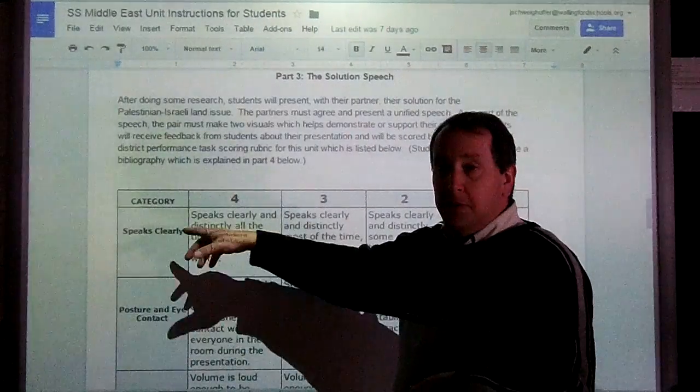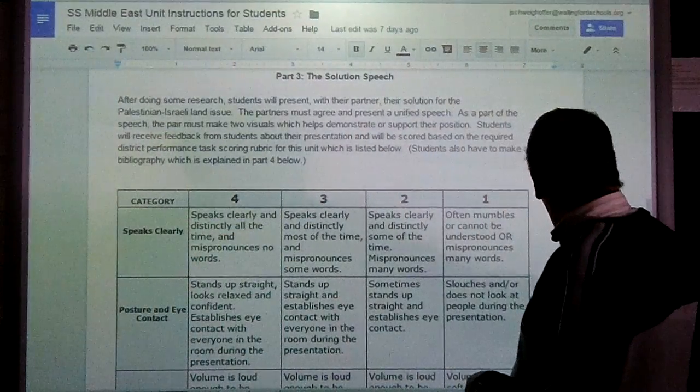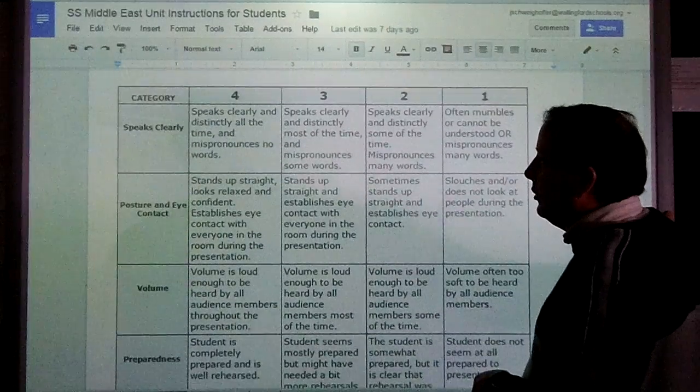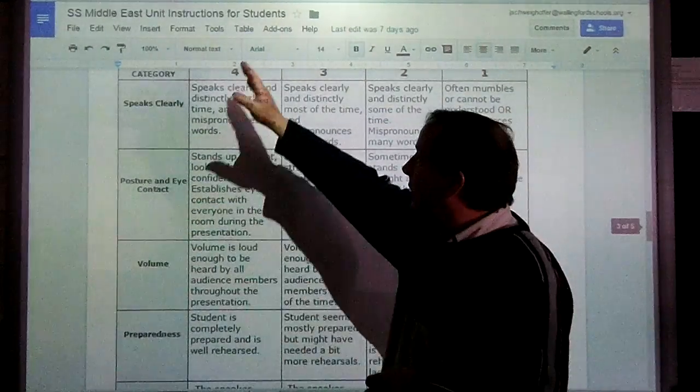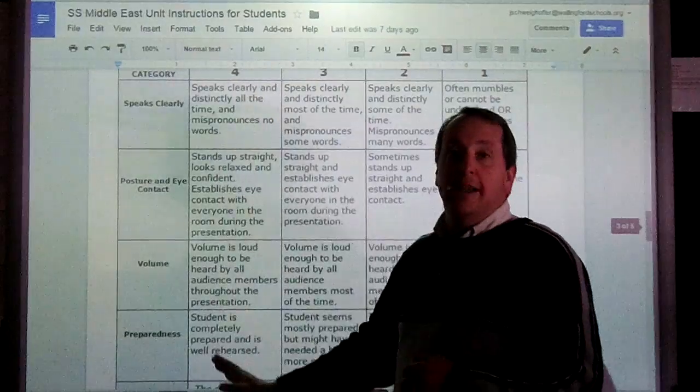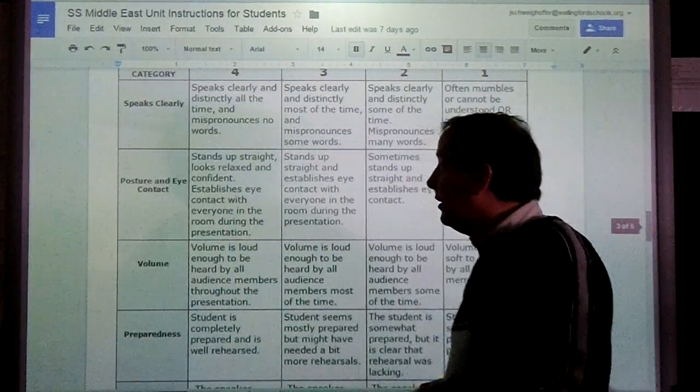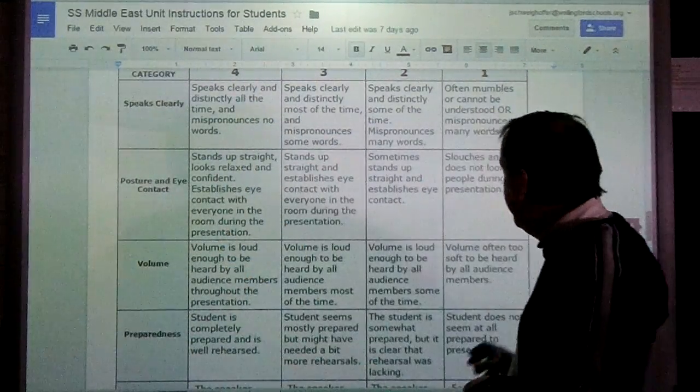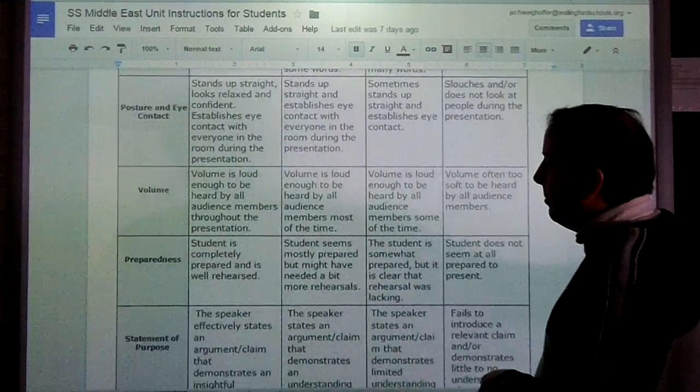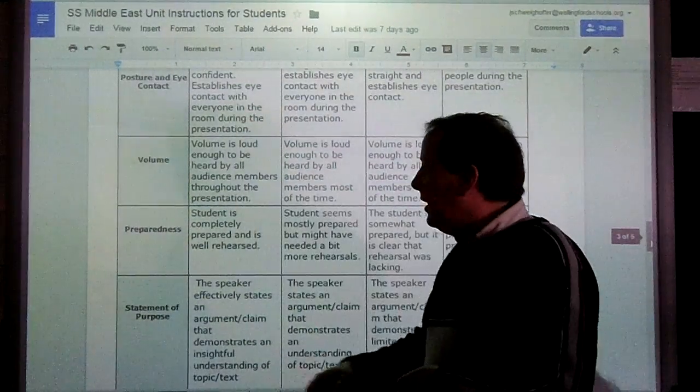In their speech, they have to make sure they speak clearly. They have to have good posture and eye contact. There's a write-up here, with the 4-line being the best column of what we're really looking for. They have to have strong volume. They have to show that they were prepared. And again, there's details in this whole column.